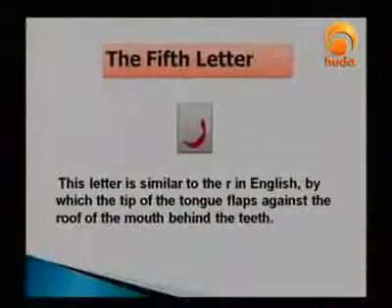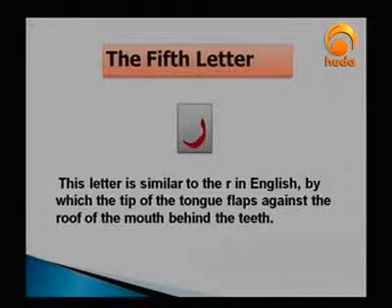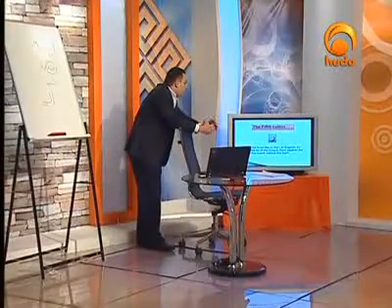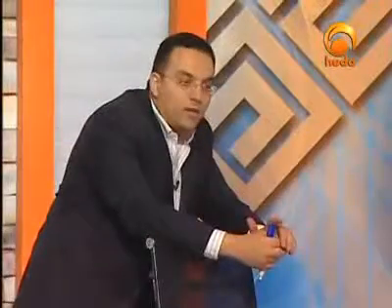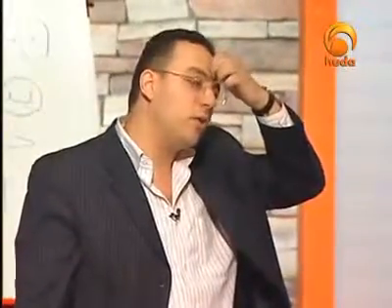Now, let me move on here to the Arabic alphabet. Actually, it's not the 5th letter. It's probably the 11th or the 10th letter. But anyway, Ra in Arabic. This letter is, as it says in the slide here, similar to Ra in English, by which the tip of the tongue flaps against the roof of the mouth behind the teeth. I think that is very interesting. So does that mean that we can find a similarity between Ra in English and Arabic? I would say yes, there is a close relationship between both.